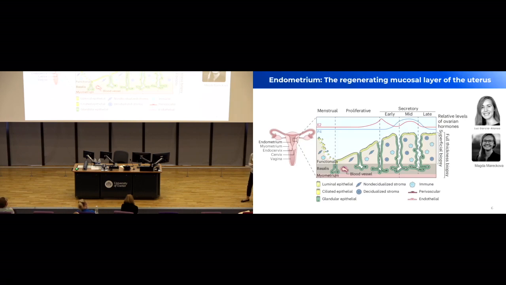It happens without a scar, and it really involves the layering of the tissue, the regeneration of all the epithelium, the fibroblasts, and all the arteries. And so these are really complex tissues that get regenerated every month. And I will be talking about the work that two members of my team did, Luz Garcia Alonso and Magda Marecková.